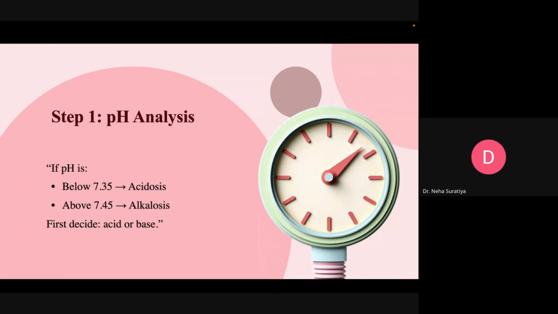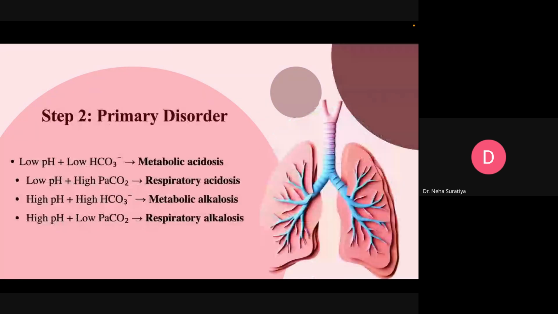So first step is understanding the pH analysis. Once the pH is clear to you, you can consider whether it is acidosis or alkalosis. And by the partial pressure of carbon dioxide, you can examine whether it is the case of respiratory or whether it is the case of metabolic. If PaCO2 pressure is low, respiratory will be there. If the pressure is high, it will be respiratory acidosis with the low pH, right?